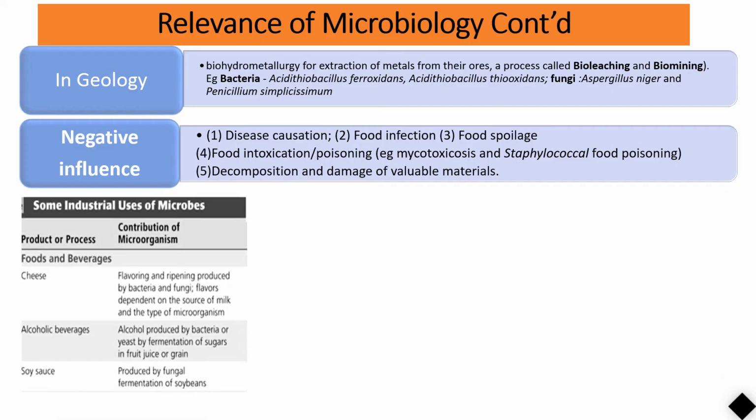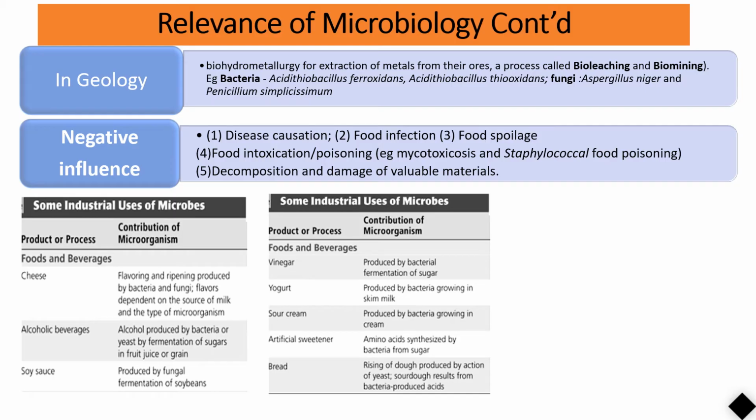For example, many microorganisms have been used to produce foods and beverages in industries such as teas, alcoholic beverages, which are produced by bacteria or yeast, by fermentation of sugars in fruit juices. We have products like soy sauce, which are produced by fungal fermentation of soybeans. We have products like vinegar, which are produced through bacterial fermentation of sugar. Yogurt is also produced through bacterial fermentation of milk. Soy cream is also produced through bacteria.